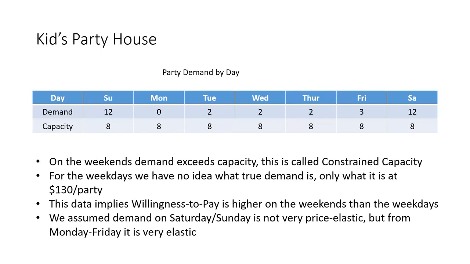Now, this is an interesting case because on the weekends, demand exceeds capacity. And this is called a constrained capacity case because it's the capacity that we have which is constraining how many items we can sell, or in this case, how many parties we can throw. For the weekdays, we actually have no idea what the true demand is for parties. We only know what it is at a set price of $130 per party. And so overall, this data implies a willingness to pay that is higher on the weekends than the weekdays.